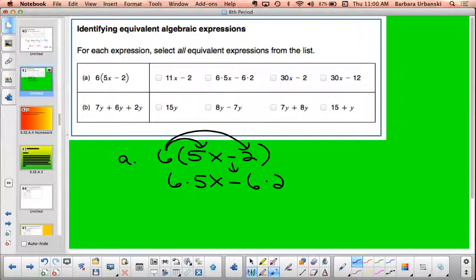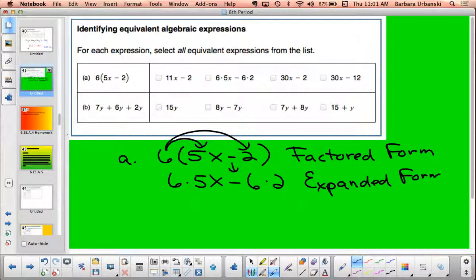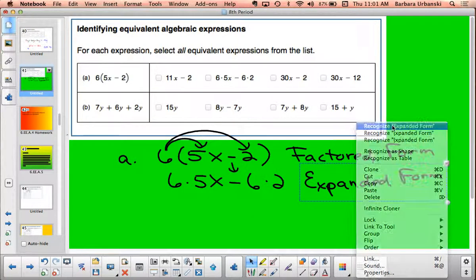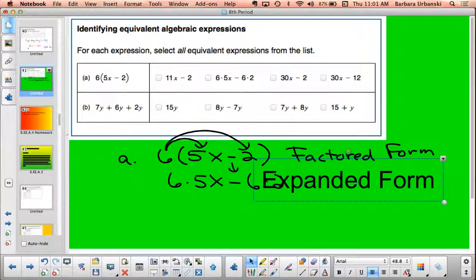The first part is actually called factored form, and students should have this in their math notebook. And the second one would be expanded form. Students need to recognize what they look like and what these are actually called.